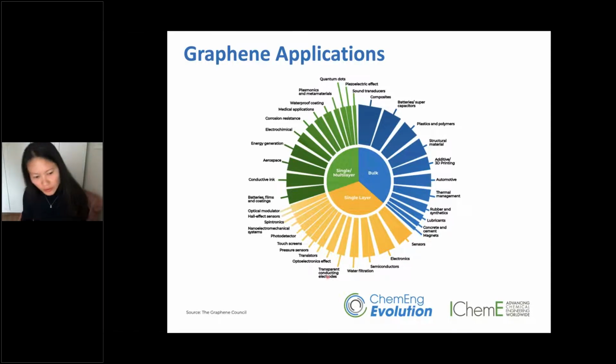So this diagram is from the Graphene Council. You can see graphene has been classified into single layer, the yellow bar here, and then multi-layers. Bulk means graphene flakes in powder form, and they can be used in a lot of composites. So what we can see here is graphene has impact in more than 45 industry sectors and applications. And currently, there are over 200 companies worldwide, including graphene producers and graphene application developers.